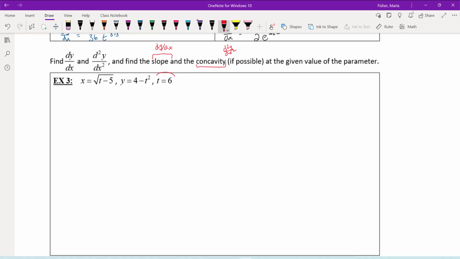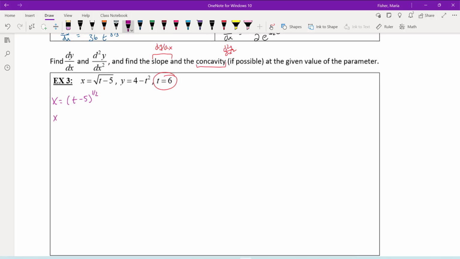And the given value of my parameter here is t equals 6. Let's start by finding that first and second derivative. Here x is the square root of t minus 5. We're going to write that as (t minus 5) to the 1/2 to make it easier to take the derivative.